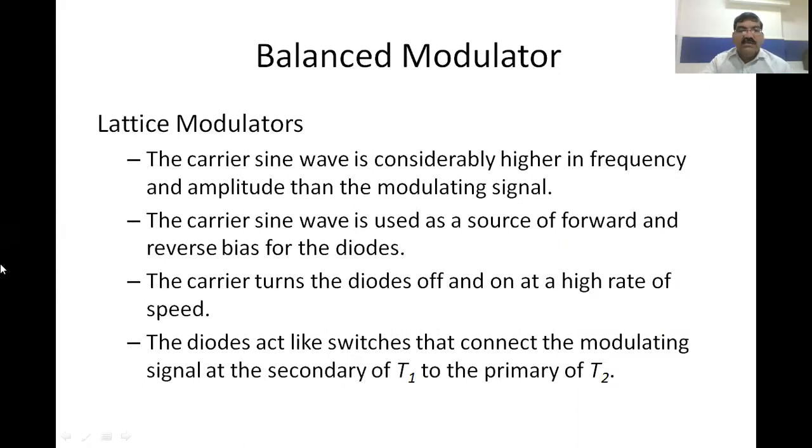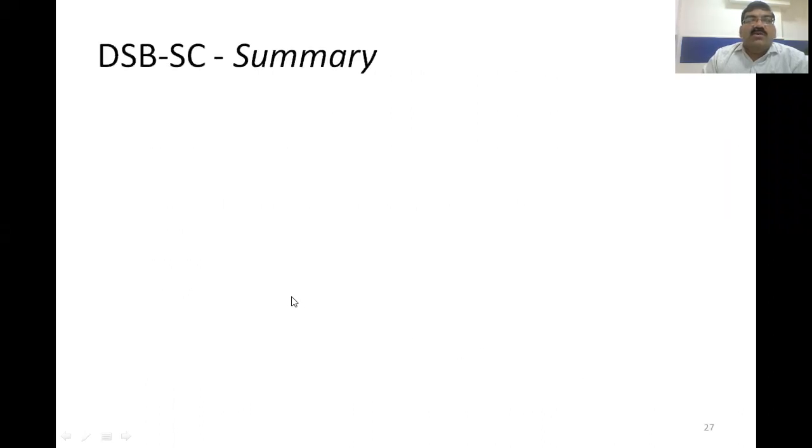The carrier sine wave is considerably higher in frequency and amplitude than the modulating signal. So the carrier sine wave is used as a source of forward and reverse bias for the diodes. So the carrier turns the diodes off and on at a high rate of speed, based on the frequency of your carrier. Then the diodes act like switches that connect the modulating signal at the secondary of T1 to the primary of T2. So this is the operation.